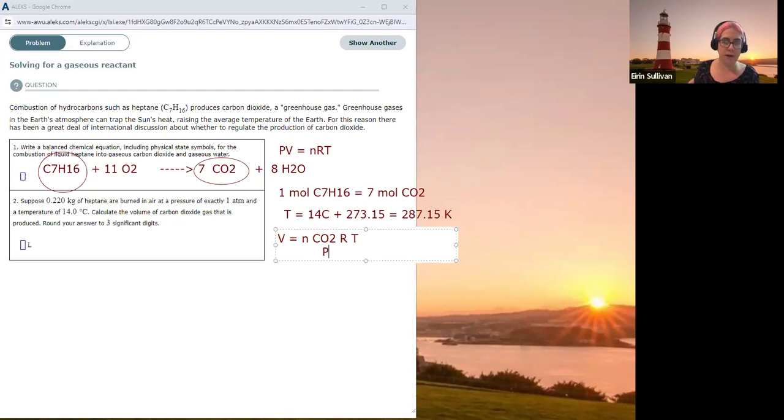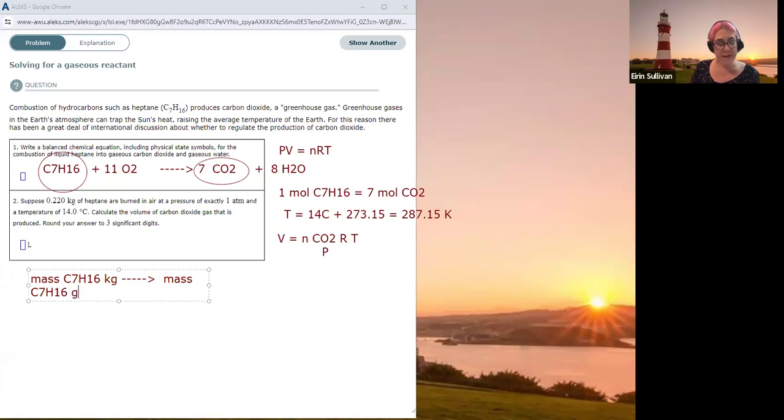Okay, so I've got to work out my number of moles of carbon dioxide. So I'm going to go from the mass of heptane, C7H16, in kilograms. I've got to convert that to the mass, whoopsie, of heptane in grams before I can do anything.